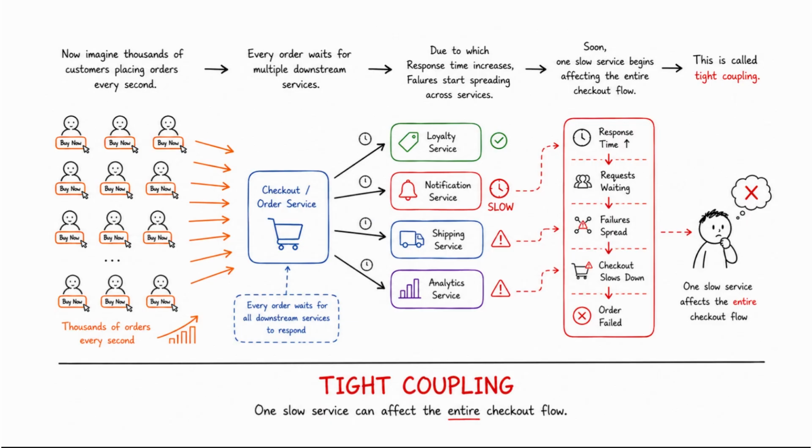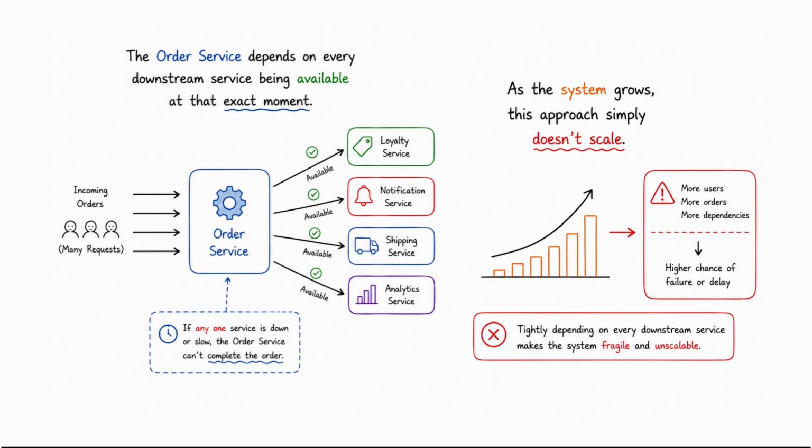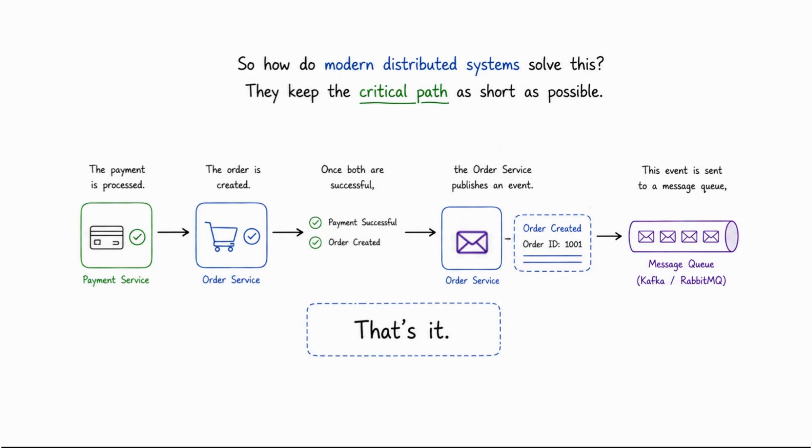This is called tight coupling. The order service depends on every downstream service being available at that exact moment. As the system grows, this approach simply does not scale. So, how do modern distributed systems solve this problem?